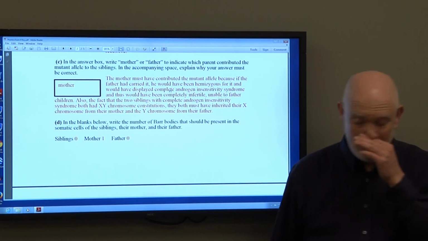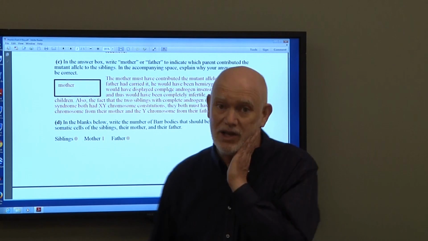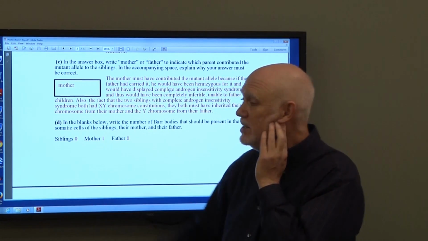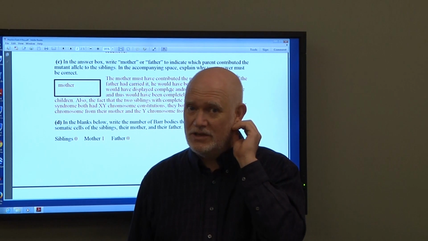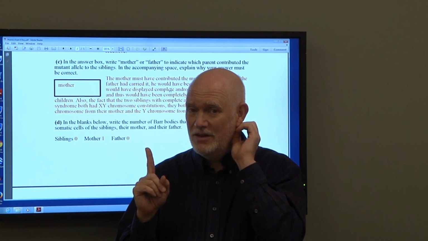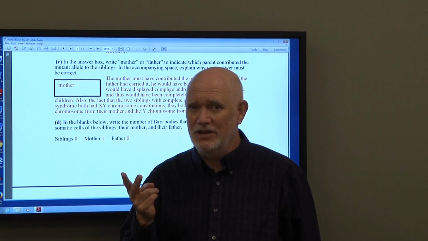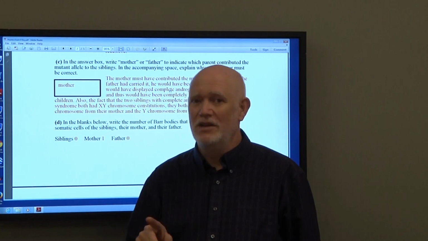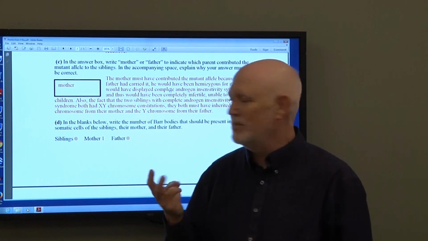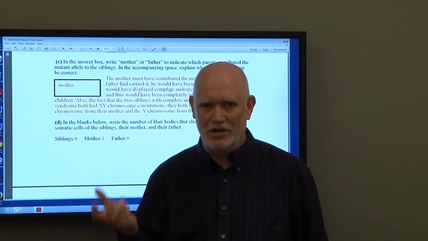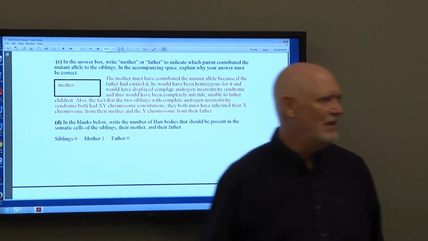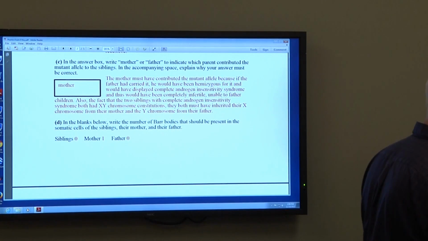And so now, part D, how many Barr bodies? The two siblings that have androgen insensitivity syndrome have only one X chromosome. Therefore, even though they have a female phenotype, they don't have two X chromosomes, so they would have 0 Barr bodies. The mother, because she has two X chromosomes, would have 1 Barr body. The father, because he has only 1 X chromosome, has 0 Barr bodies. And that's how you answer that one.